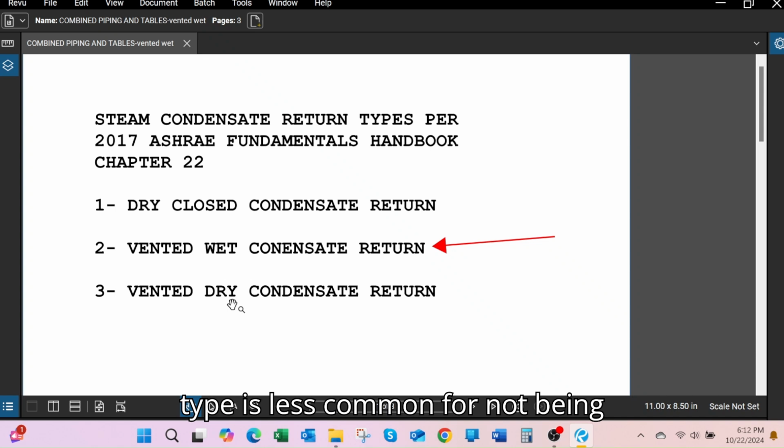The vented dry type is less common for not being energy efficient. This is due to the venting and as a result loss of flash steam. I discussed the pipe sizing for this type in another YouTube tutorial. Today's discussion is about pipe sizing for the vented wet condensate return.